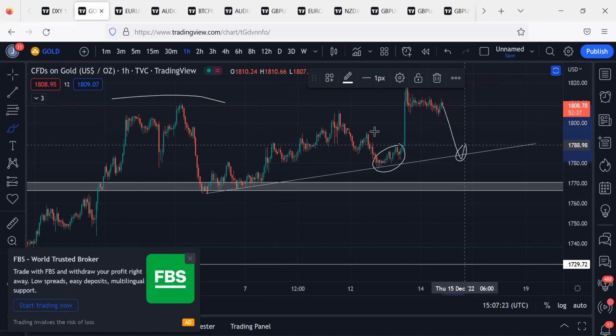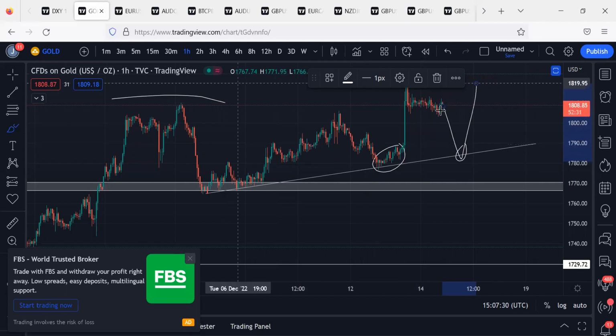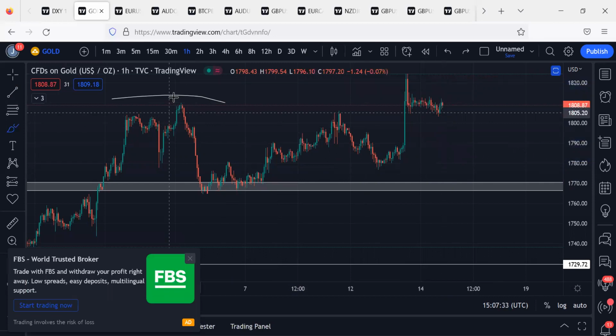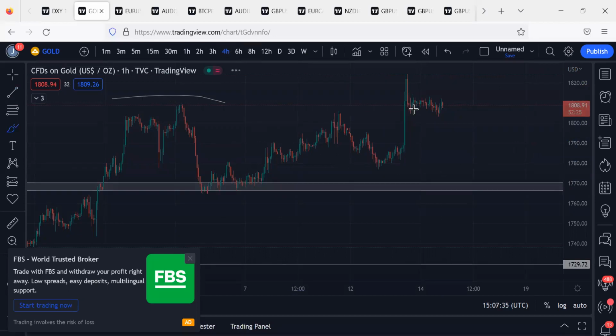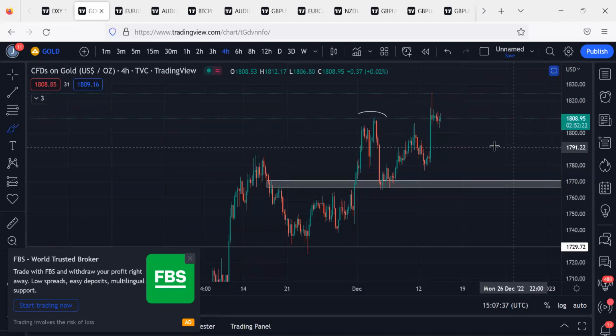to 1780, I will go back. But I'm saying that I'm calling on us retracing back down to this place. So I don't do analysis on the 1 hourly time frame. Let me go back to the 4 hourly time frame and tell you what I might be expecting from the market.